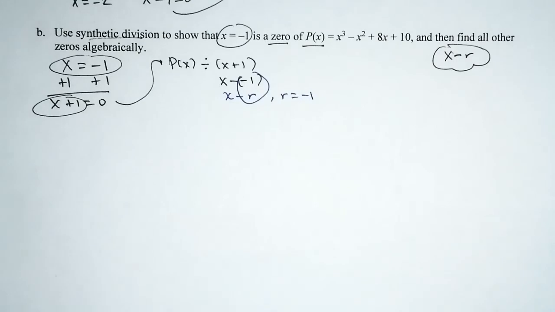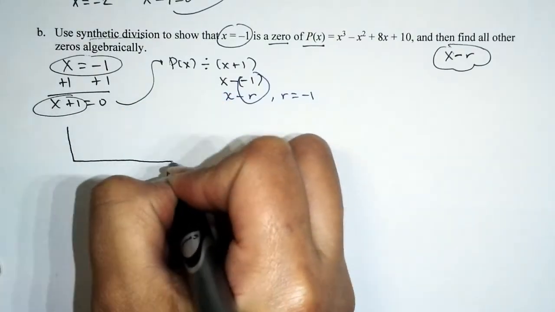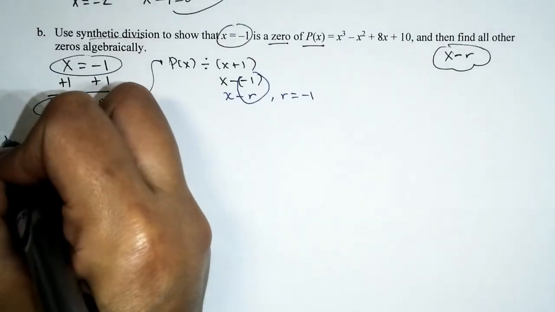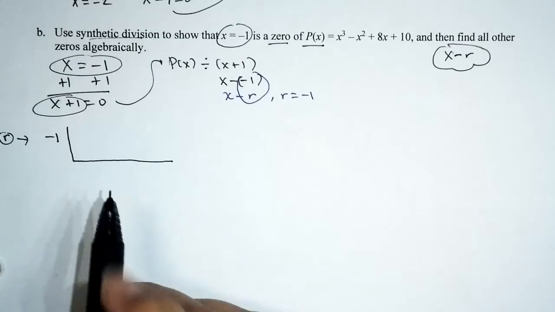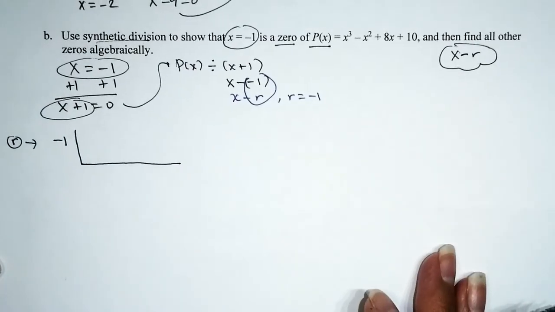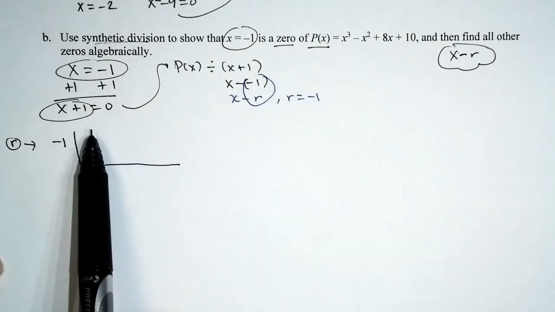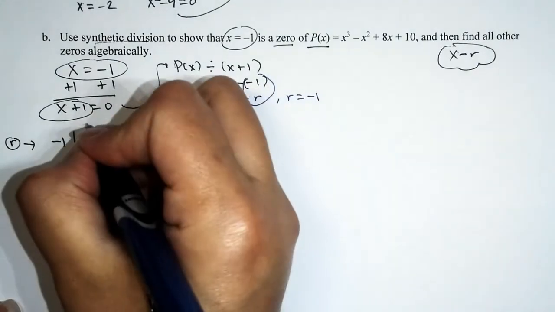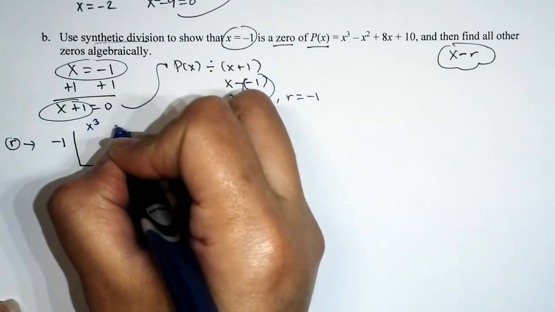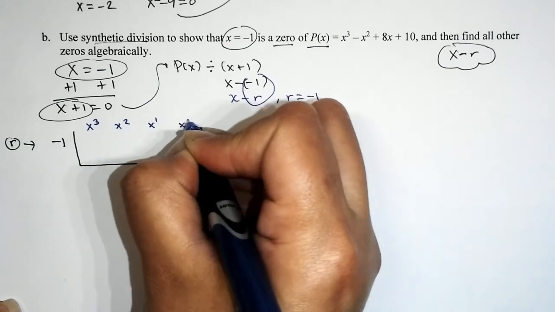So let's prep this up for synthetic division. Outside the division box, we're going to write down the value of r. The value of r is -1. In the top row, we're going to put down the coefficients. The degree is 3, so we should have an x to the third, second, first, constant. So we have x to the third, x to the second, x to the first, constant.